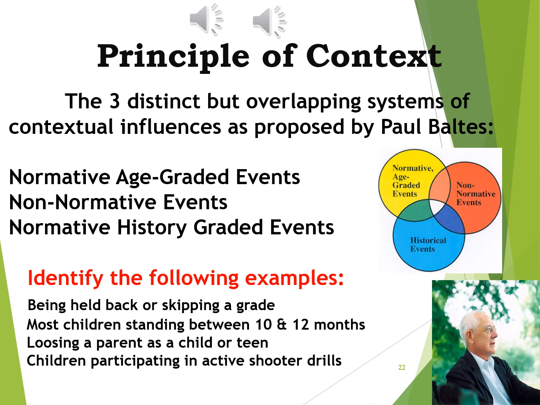So being held back or skipping a grade, both not typical events, that would be non-normative. Most children walking between 10 months and 12 months, that would be a normative age-graded event. Losing a parent as a child or a teen, thank goodness, non-normative. And today's children participating in active shooter drills, a normative history-graded event.